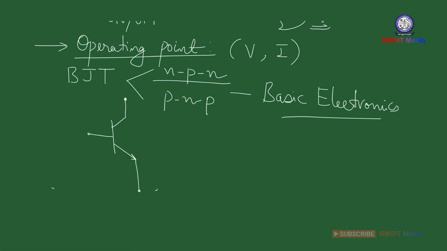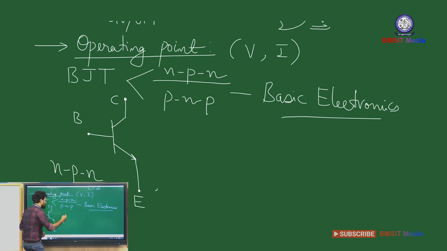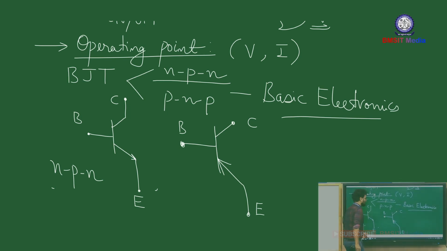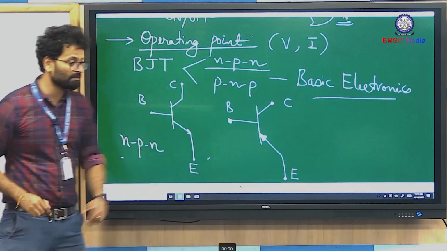Okay. This is the collector terminal, base terminal, and the emitter terminal. This is NPN type. Side by side, let me also draw the device symbol of PNP transistor. The three terminals: collector, base, and emitter. In case of PNP, this arrow direction is inward. NPN arrow direction is outward, and in case of PNP the arrow direction is inward.